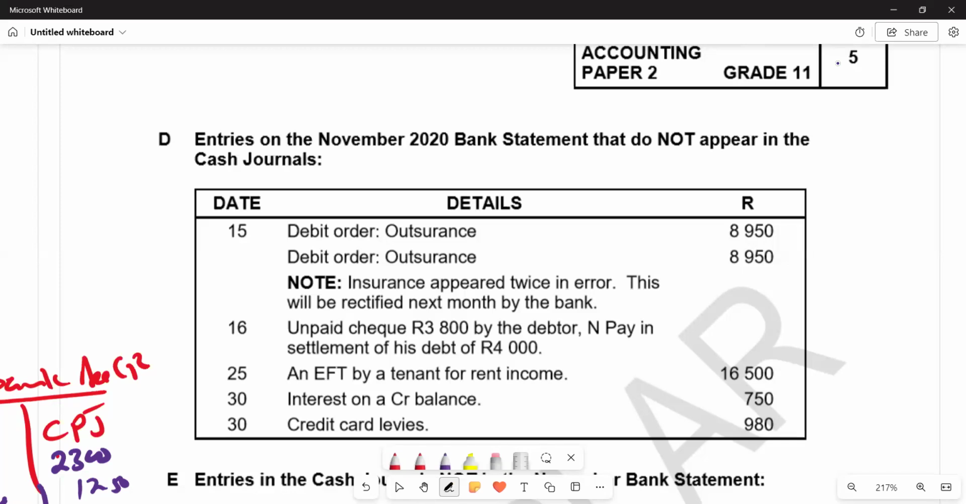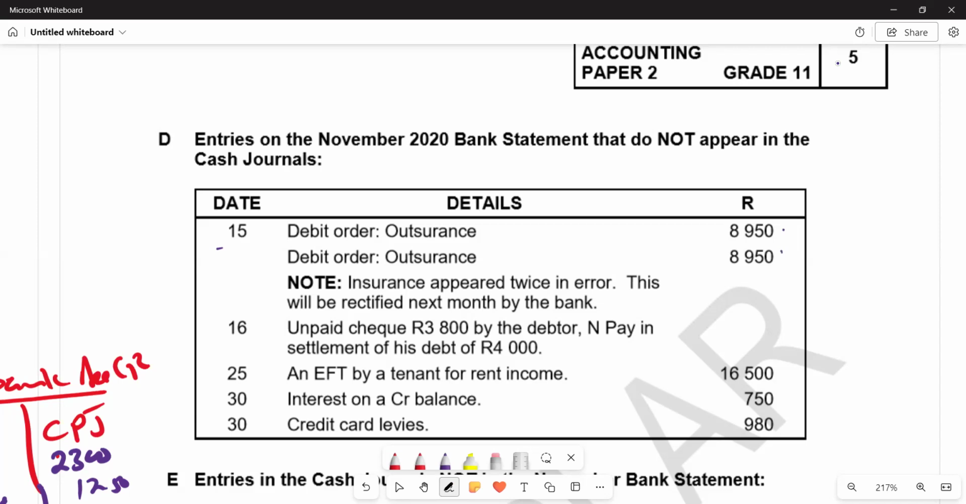So the entries on the November 2020 bank statement that do not appear in the cash journal. First, on the 15th, we have a debit order, OUTsurance 8,950, and also a debit order, OUTsurance 8,950. So these items are appearing on the bank statement, but we are not seeing them in the journals. Remember, we said what we have on the bank statement should be the same as what we have in the journal. In this case, we've got these two items appearing, but we have a note saying insurance appeared twice in error. This will be rectified next month by the bank.